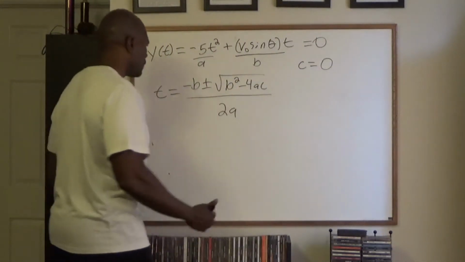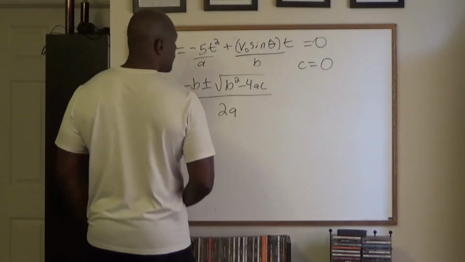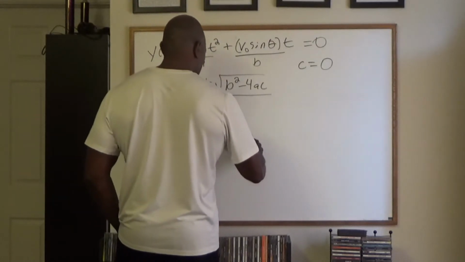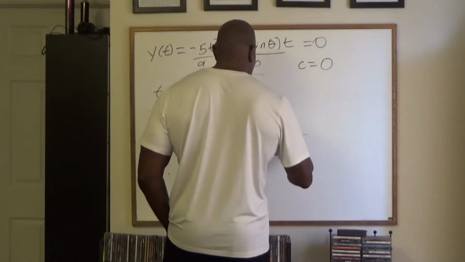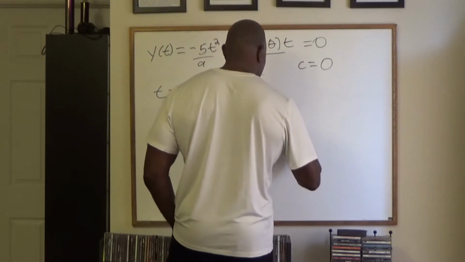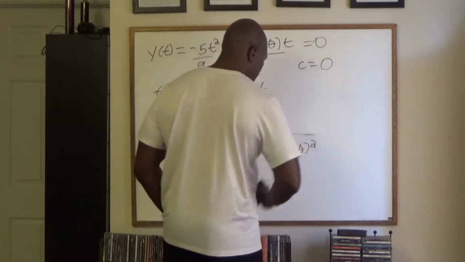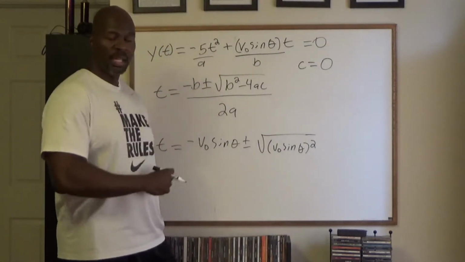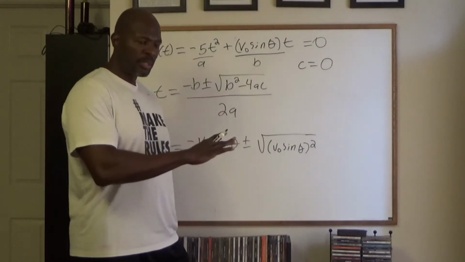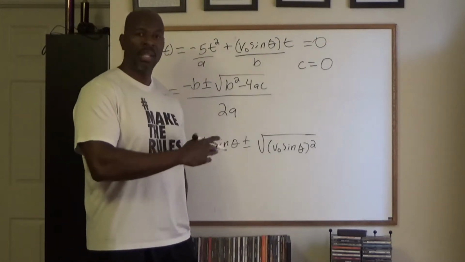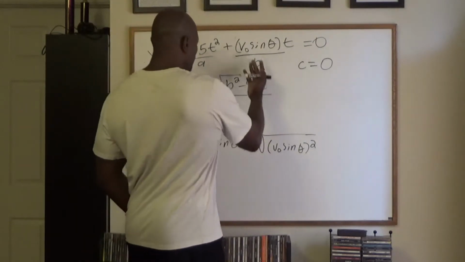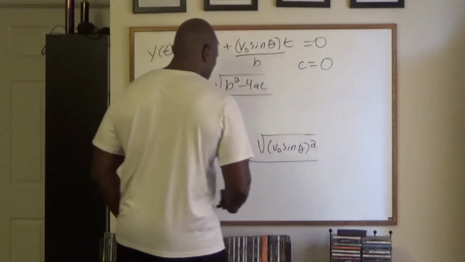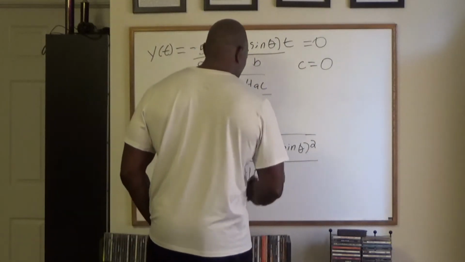So let's plug this in and solve for t and see what happens. Then t would be negative V naught sine theta plus or minus the square root of (V naught sine theta) squared minus 4 times a, 4 times negative 5 times c times 0. It just so happens that 4 times negative 5 times 0 is 0, so this part is going to be 0, so there's no need to write it. And all that's over 2a, so all that's over negative 10.